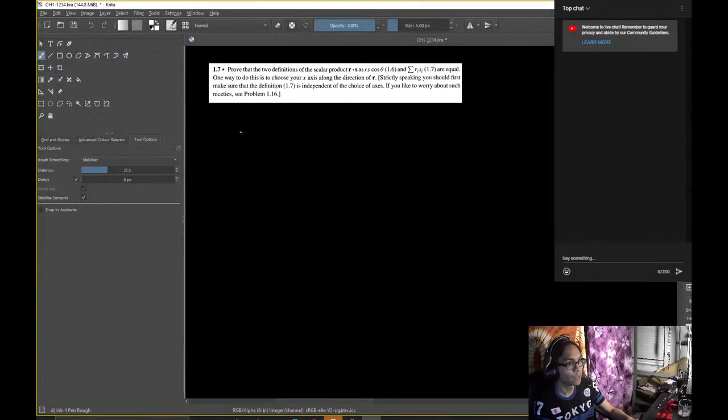Prove that the two definitions of the scalar product, r dot s as rs cosine theta (1.6) and sum of r_i s_i (1.7), are equal. One way to do this is to choose your x-axis along the direction of r. Strictly speaking, you should first make sure that the definition 1.7 is independent of the choices of axes. Okay, let's look at the definitions 1.7 and 1.6.